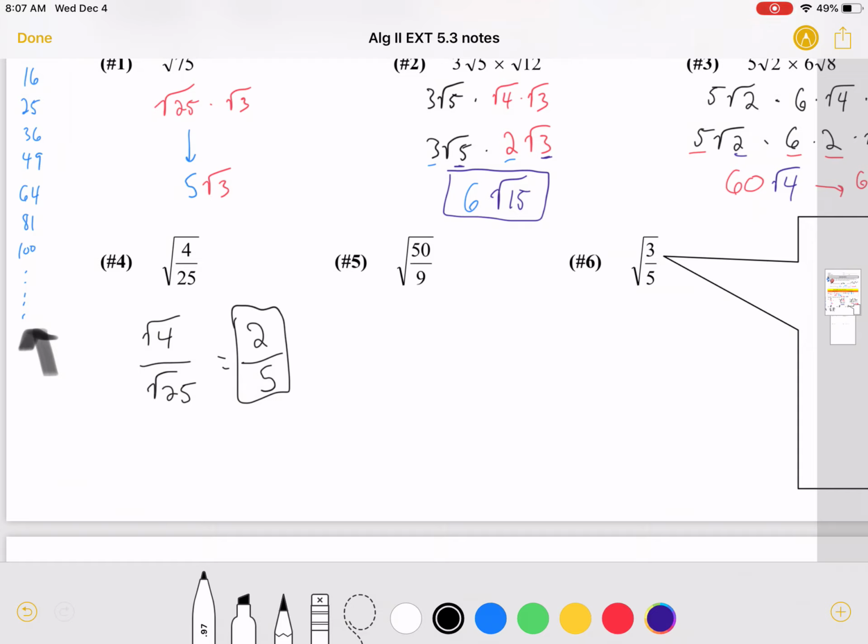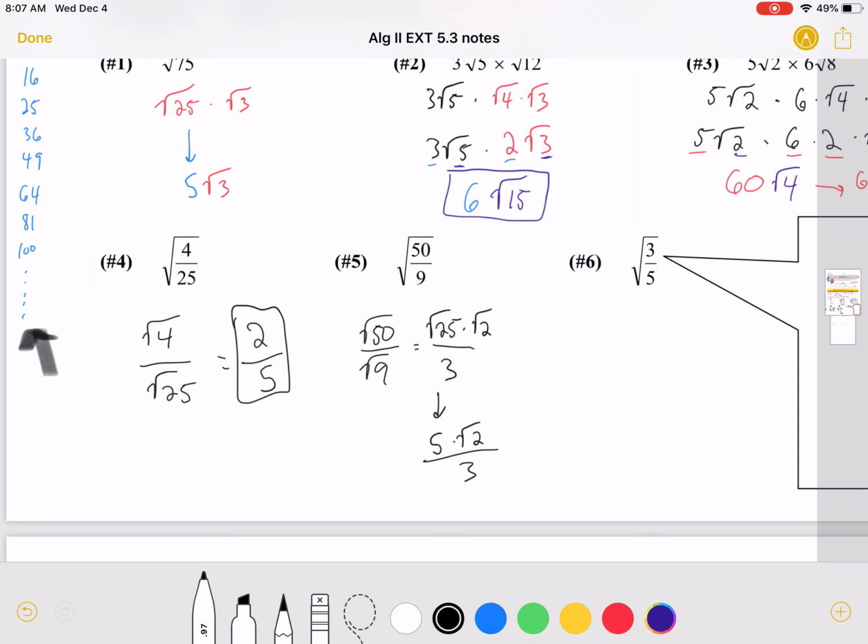Same concept for number 5, but now we're going to take it a step further. So we're going to break this apart to the square root of 50 over the square root of 9. Looking at your perfects card, you should see on the bottom we have a nice one. The square root of 9 is 3. But on the top, we need to reduce the square root of 50. So what perfect squares go into 50? Well, that's the square root of 25 times the square root of 2. And you should know that the square root of 25 is 5, times the square root of 2 over 3.